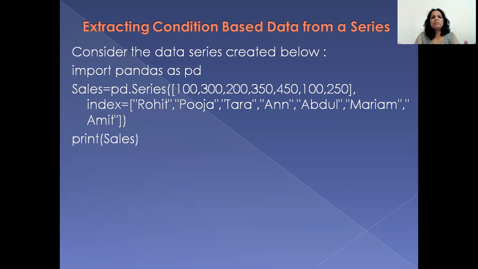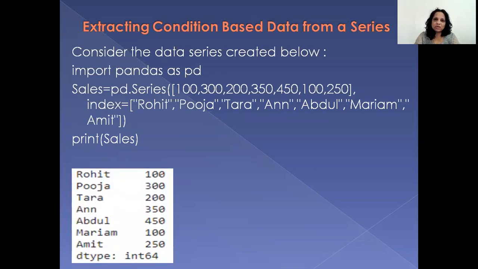Let me assume this series is talking about the names of the salesmen as the labeled index and the sales that they have made as the value of the data series. So if I print this series, this is what you are going to see. There is nothing new about this. This is just creating a series using a list, and giving a labeled index, which we have learned in our first video itself. Now let's talk about how I extract. I'll be using this series always for all the next examples.